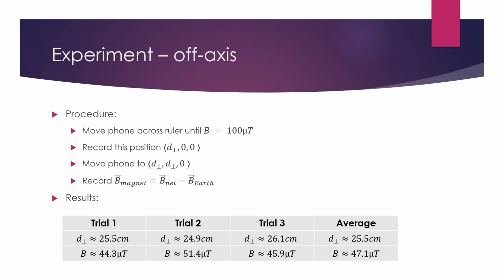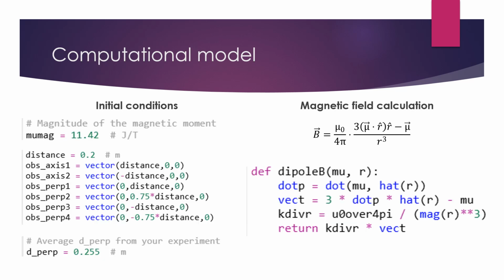The table shows the results. The average over the 3 trials was d-perp equals 25.5 centimeters, and the magnetic field had a magnitude of 47.1 microtesla. This slide explains how I programmed my computational model.